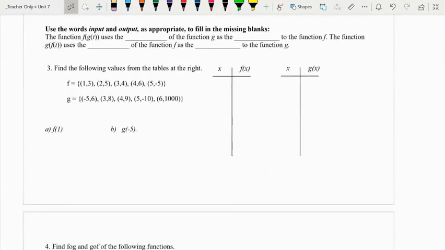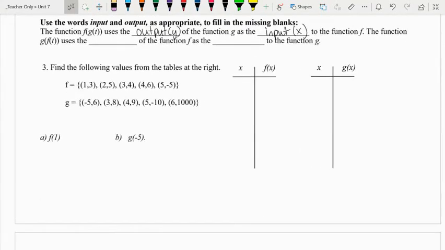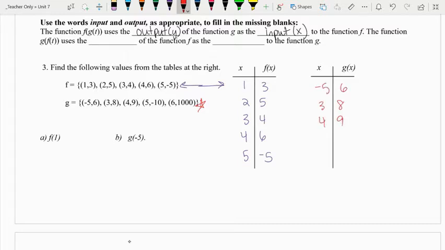Okay, so we are going to do basically the same thing here, and I don't want you to really worry about this in words. So this first one, we put together a little chart for you, and maybe the chart is something you want to use. I don't use it, but you might. So we're going to put these in the chart. f of x is going to go there: 1, 3, 2, 5, 3, 4, 4, 6, 5, -5. Then we're going to do the same thing with this next one, g of x: -5, 6, 3, 8, 4, 9, 5, -10, and 6, 1,000.